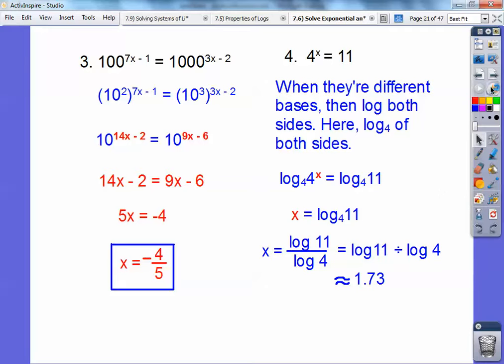Depending on what kind of mood I'm in or what your teacher is looking for, they might want this one, sometimes called a calculator-ready answer, or they might want the decimal answer. Okay. All right, let's try another one.